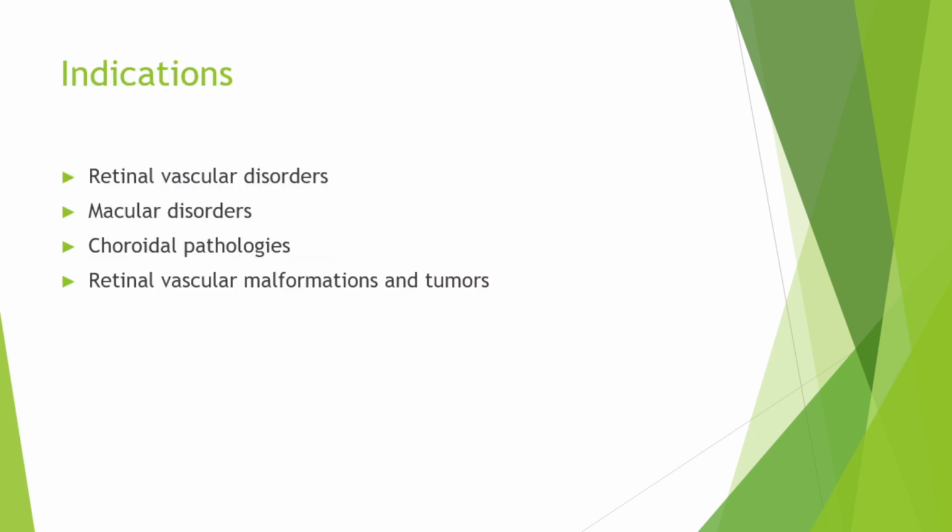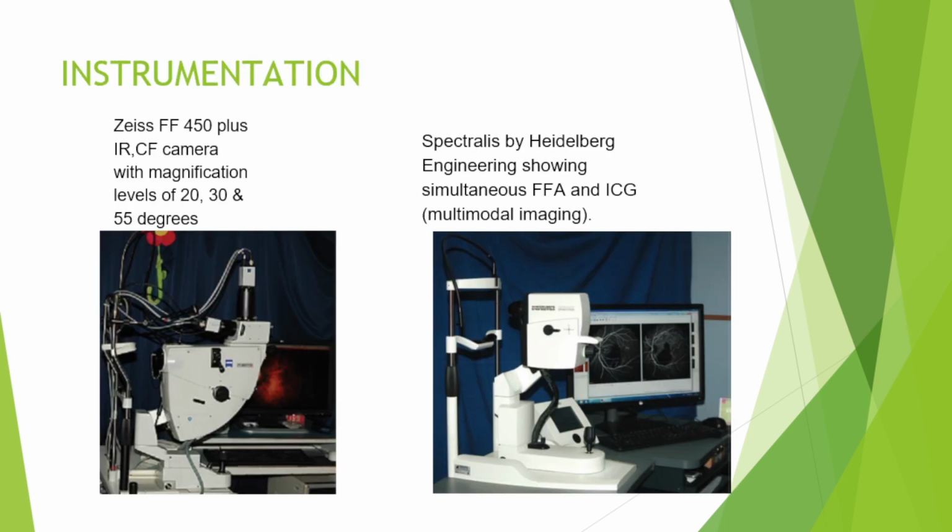Coming to the indications of FFA, it includes the retinal vascular disorders like CRAO, CRVO, and all, macular diseases, ARMD, choroidal pathologies, and the retinal vascular malformations and tumors. Coming to the instrumentation, the Zeiss FF450 Plus camera with magnification levels of 20, 30, and 55 degrees is used. And the wide field is by Spectralis by Heidelberg, which shows a simultaneous FFA and ICG.